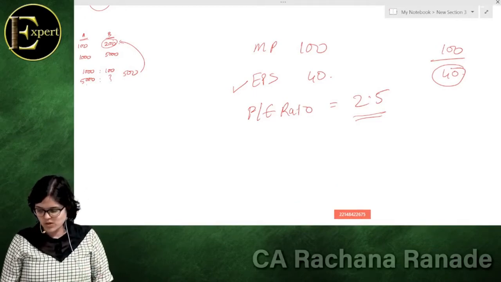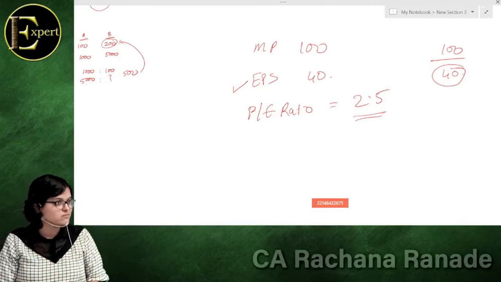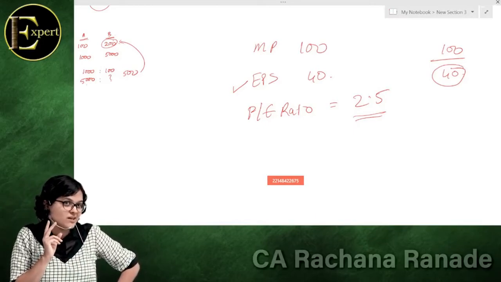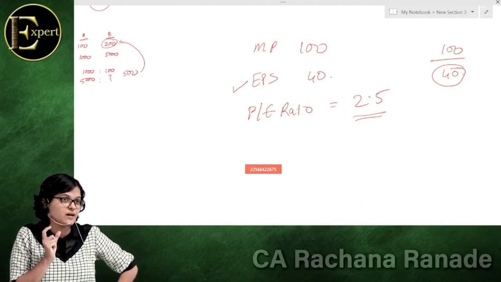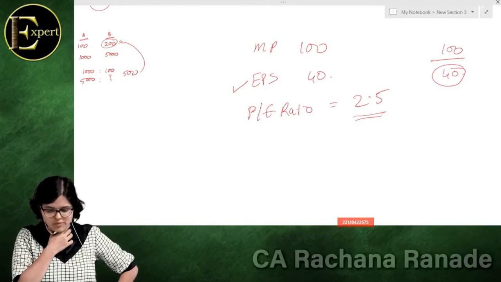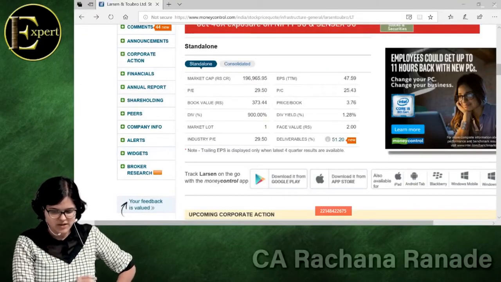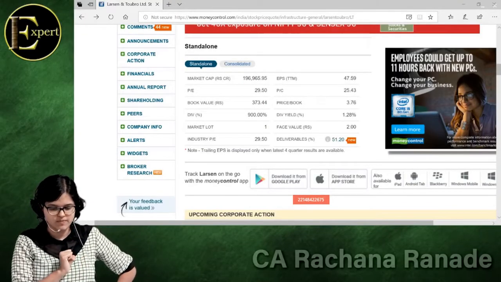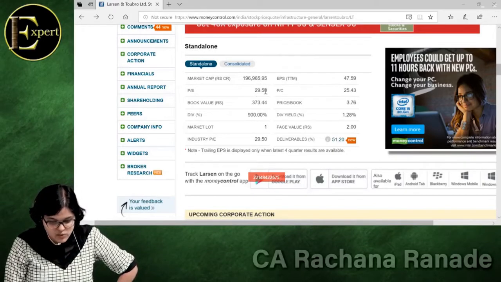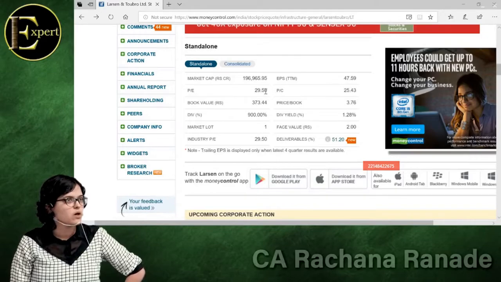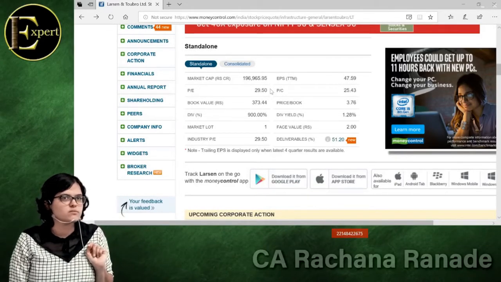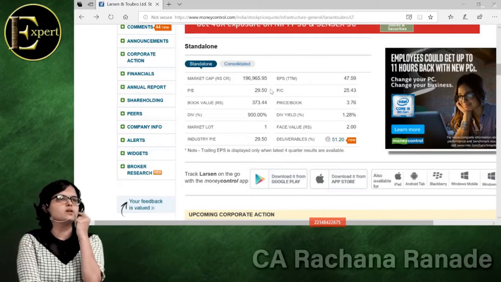But then you would ask me, kitna hona chahiye? Should it be 10, 20, 30? Is there any formula? Is there any limit? Answer is no. Oh no, there's no limit. Then how can we check? So I'll tell you a very simple rule that I use. Now, PE of L&T is 29.5. I don't know whether 29.5 is costly or cheaper. But then what could be a simple logic?